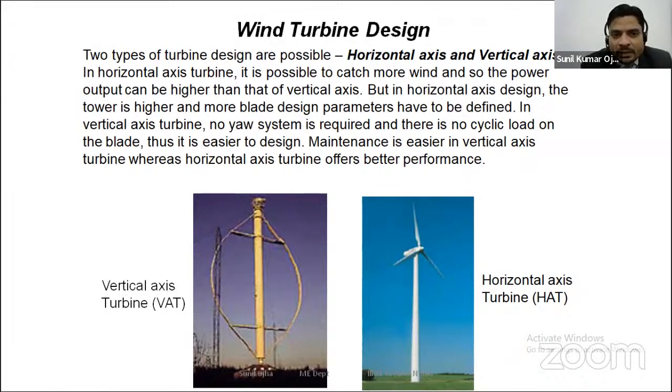In a horizontal axis turbine, it is possible to catch more wind, so the power output can be higher than the vertical axis. In comparison, the horizontal axis wind turbine is mostly used because we can harness more power output. But in the horizontal axis design, the tower is higher and more blade design parameters have to be defined. In a vertical axis turbine, no yaw system is required and there is no cyclic load on the blade. Thus, it is easier to design. Maintenance is easier in the vertical axis turbine, whereas horizontal axis turbines offer better performance. So these are the two types based on the axis of rotation.